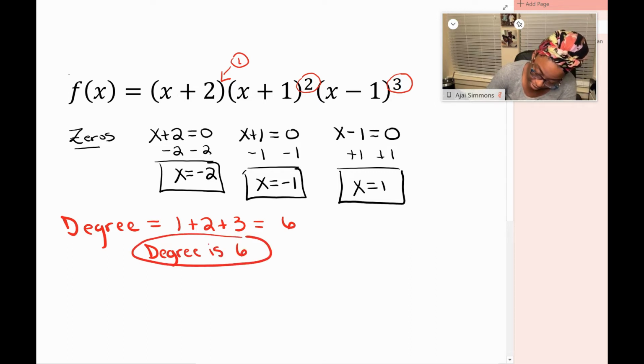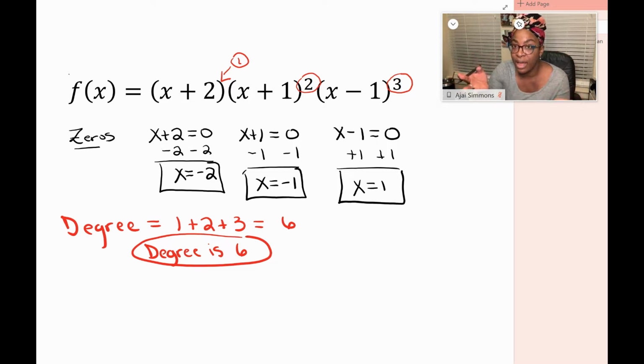Okay, that is how you find the degree of a polynomial. You add up all of the exponents, okay? And that's only if it's factored out the way that it is right now. I'll show you the difference between that. So if you add up all the exponents, you get the degree of the polynomial. So we know how to find the zeros. We know how to find the degree of the polynomial.